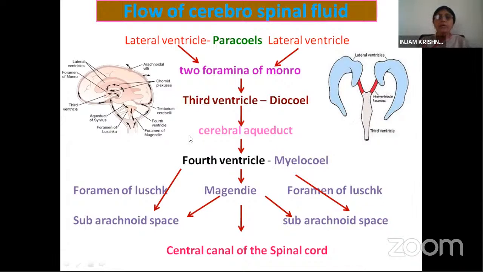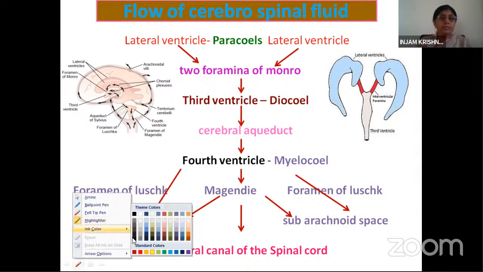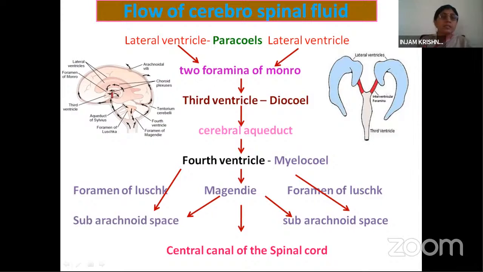From the third ventricle, where does it go? Cerebral aqueduct. It is located in the midbrain. See here, you can see up here. These are the lateral ones, and the third one here, the aqueduct. This is the aqueduct. Yes, this is the third one, the aqueduct, and it is the fourth ventricle. So it reaches the fourth ventricle through the cerebral aqueduct.